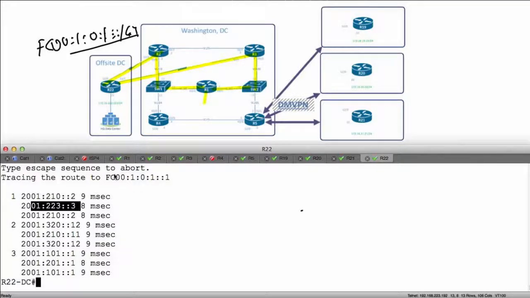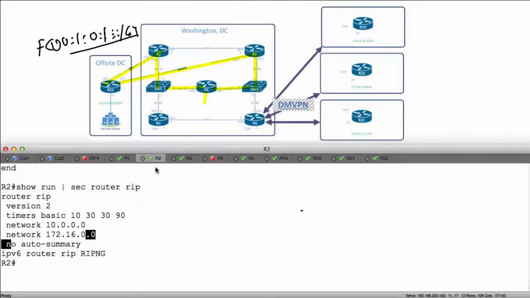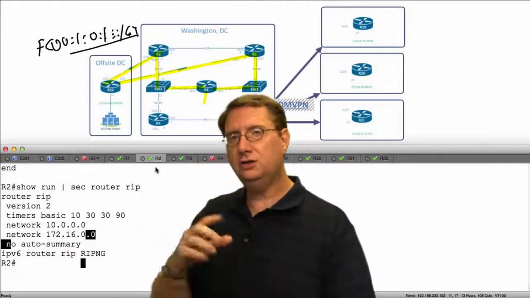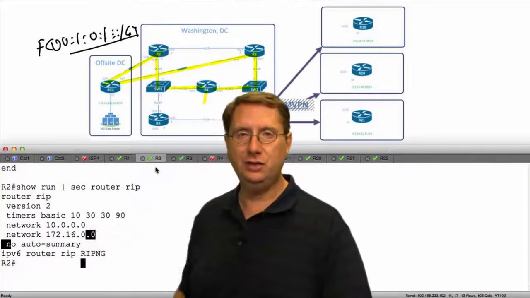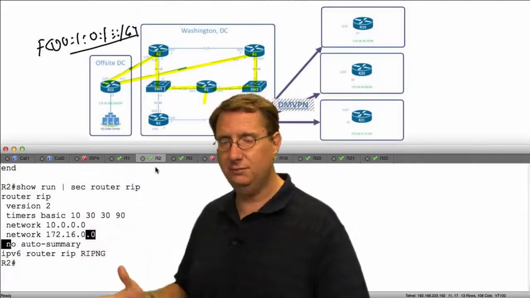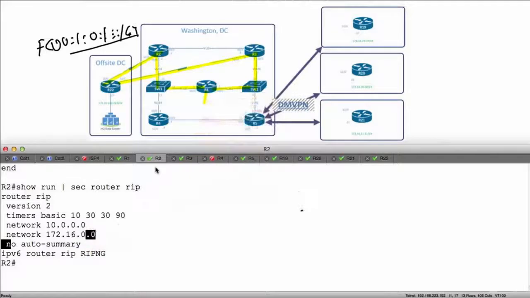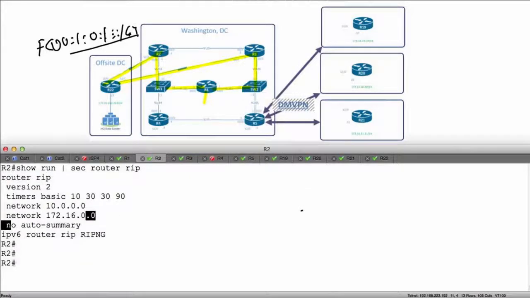Now I'm going to go to R2 and make certain that we will prefer R3 to reach this prefix. I'm going to do that through the idea of summarization again. So let's look and see what's going on. On R2, I'm going to go under the interface.